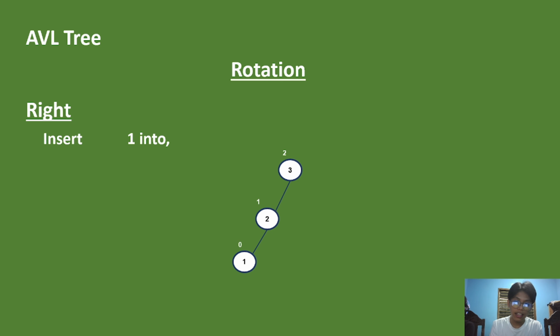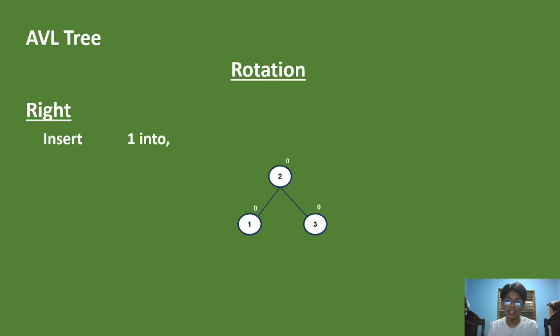Now, as you can see, the balance factor is not optimal, since the node 3, or the root node, has a balance factor of 2. In order to correct this, we have to do a right rotation. Just like what we did on the left rotation, we just have to make the number 3 go to the bottom side and make node 2 go to the upper side. So node 2 will now be the root node, and the balance factor for all of them is 0. So it's now a balanced AVL tree.